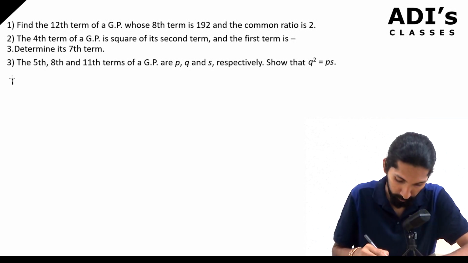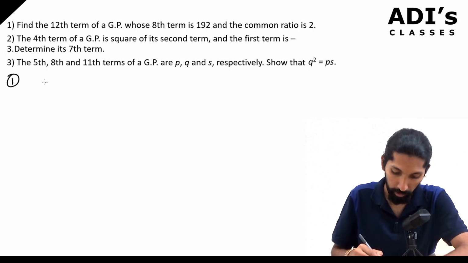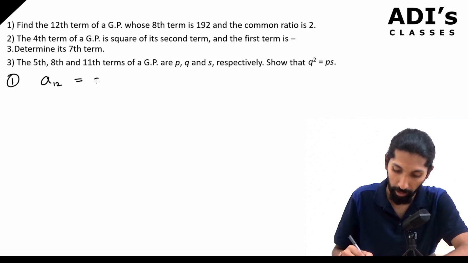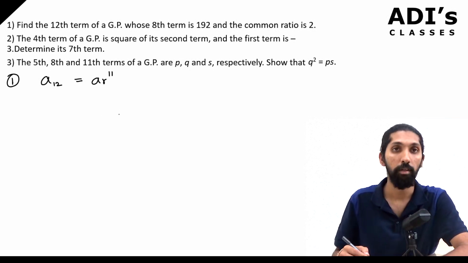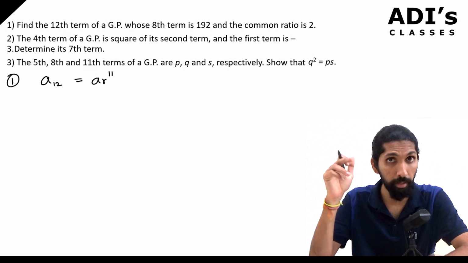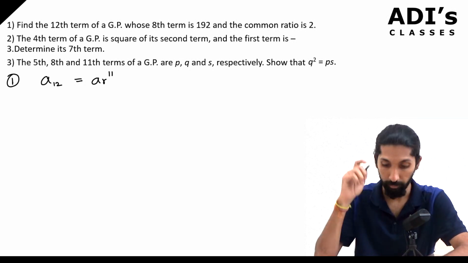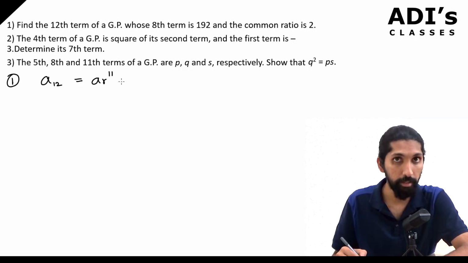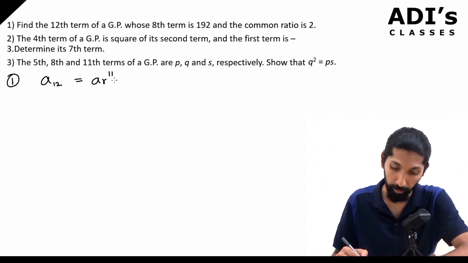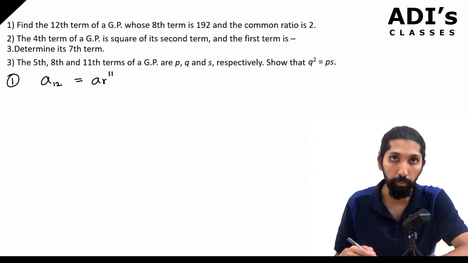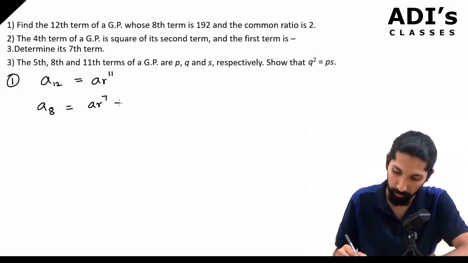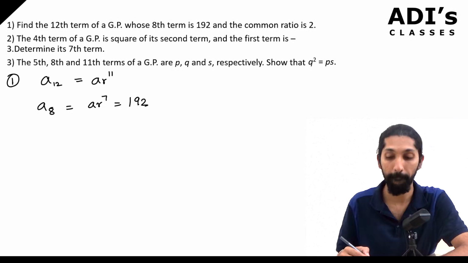So here, the 12th term of the GP is going to become AR to the power 11, because the general term is AR power n minus 1, right? AR power 11, this we need to calculate. What is given to you? 8th term is 192. So A8, which is AR power 7, is 192.